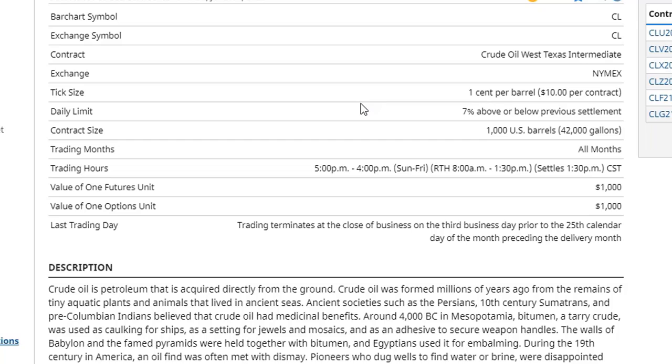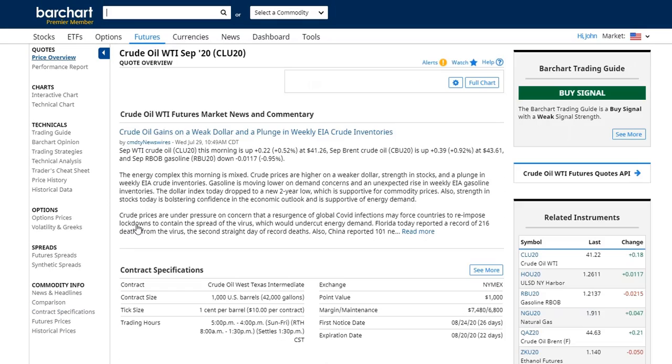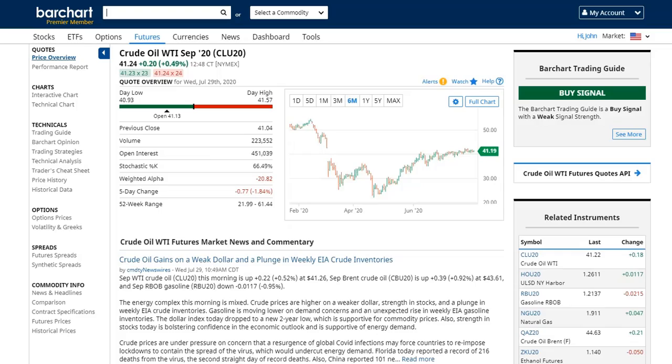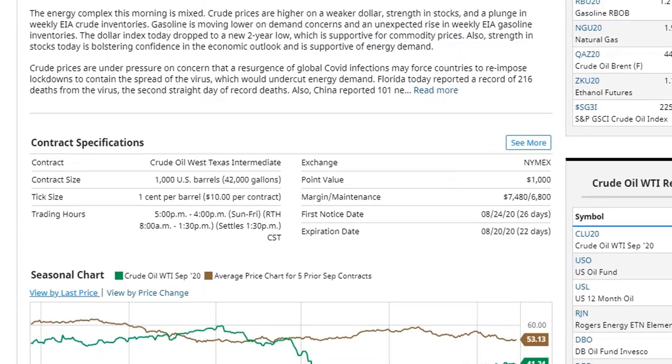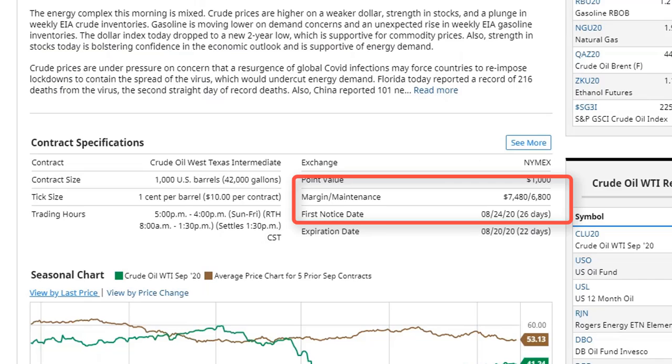But if I'm going to purchase a crude oil futures obligation, then I'm going to have to deal with something which is called, let me go back to my futures page, margin. Margin is a good faith deposit that we're going to put up to allow us to hold that futures obligation.